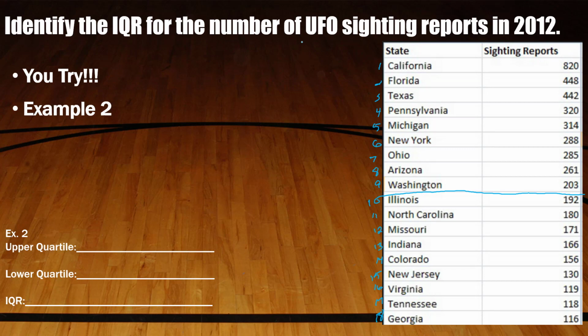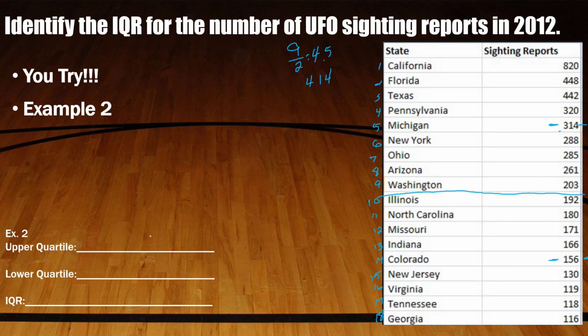So now 9 divided by 2 equals 4.5. So 4, 4, and 1 in the middle gives me 9. So I'm looking for the 4 plus 1 fifth term. That fifth term is right here. Again, down here, I'm looking for the fifth term. 1, 2, 3, 4, 5. That would be Colorado right here.